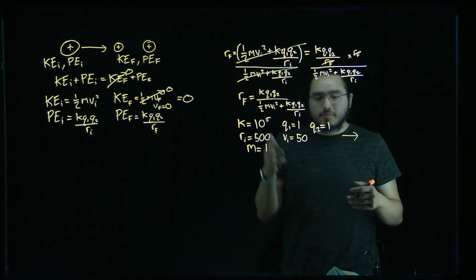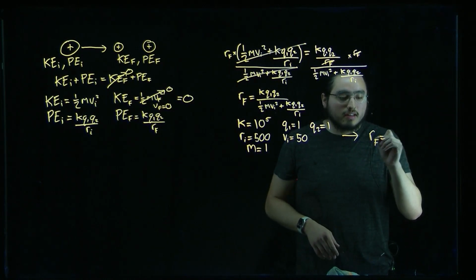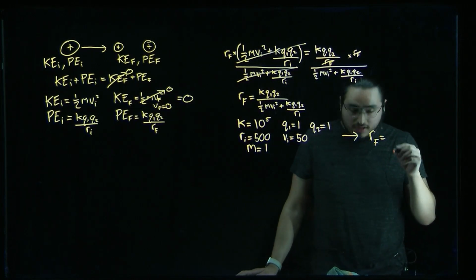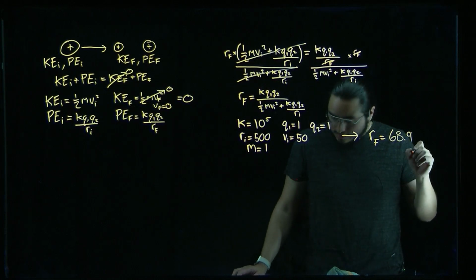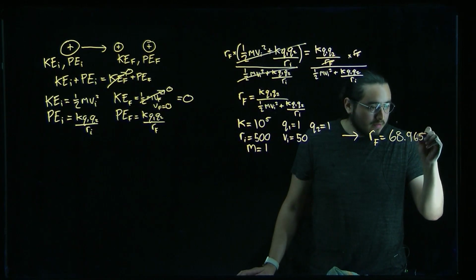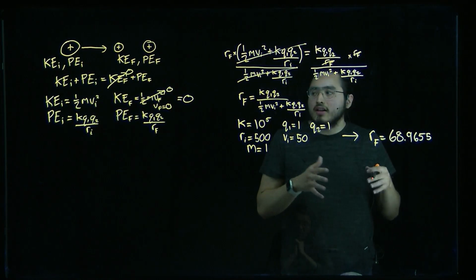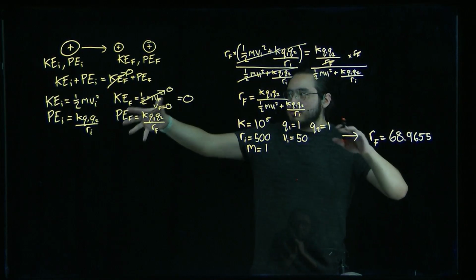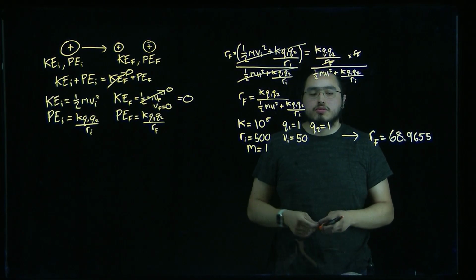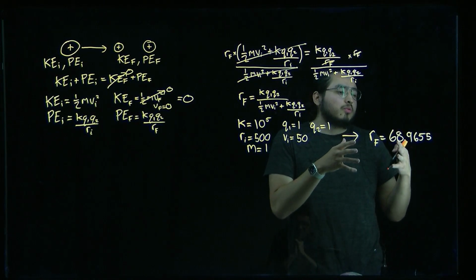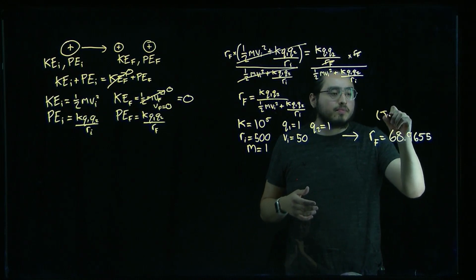I'll use the calculator, or use whatever you've got. I don't want to use my big brain right now. When I plugged it in, I got that the final separation distance was 68.9655. One thing to know here is that this is the true value. This is all based on physics. It's based on the law of conservation of energy, and all these formulas are true. So this value is what we would expect in real life. We're just going to write "true" right here.